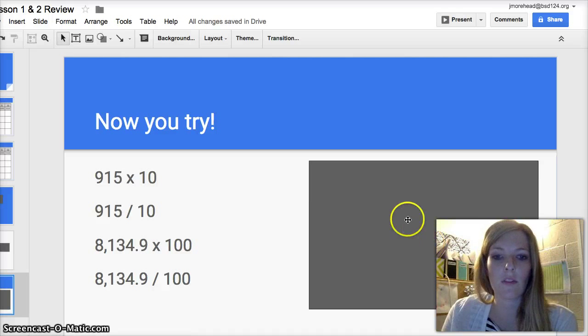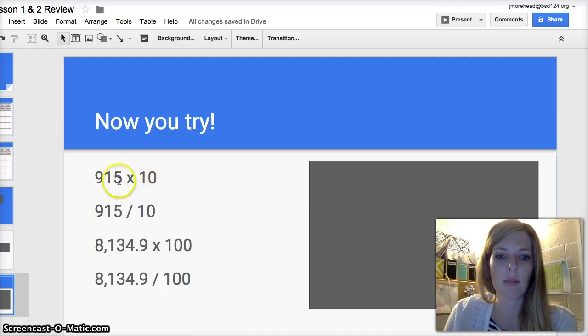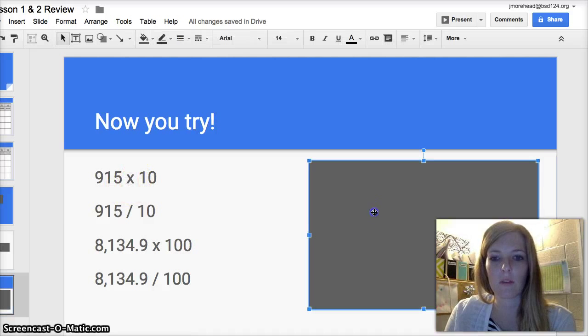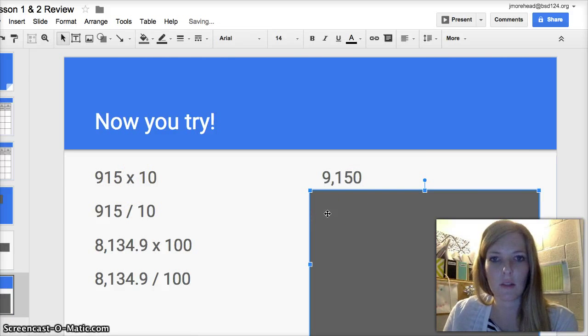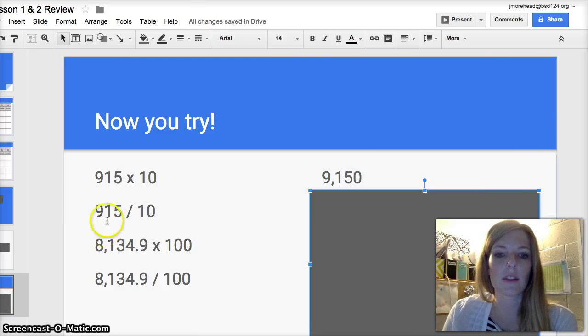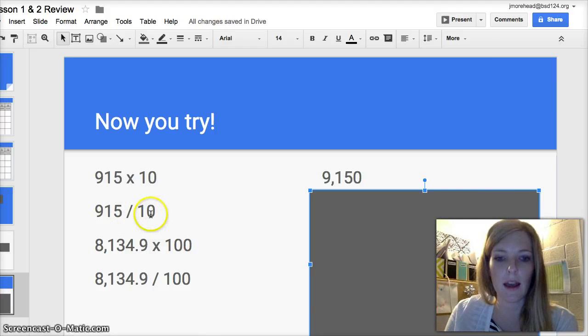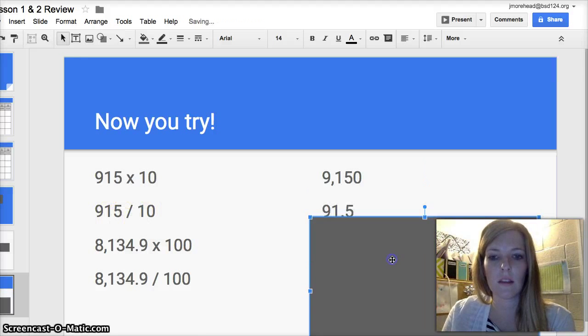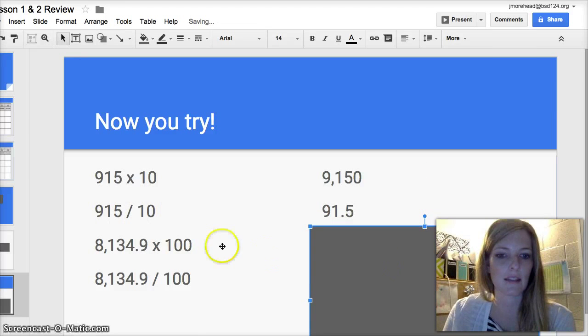Okay, I'm going to give you the answer for the first one, 915 times 10. Remember my decimal is right after the ones place, so it would be right here even though I don't see it. I'm going to be making it larger by 1 hop, so I'm going to be moving my decimal place over 1. My answer is 9,150. For the second one, I am dividing by 10, so again my decimal is right after the ones place. Even though I don't see it, it's still there. I'm going to be making it smaller, so I need to make 915 smaller by 1 hop. That will result in 91 and 5/10.